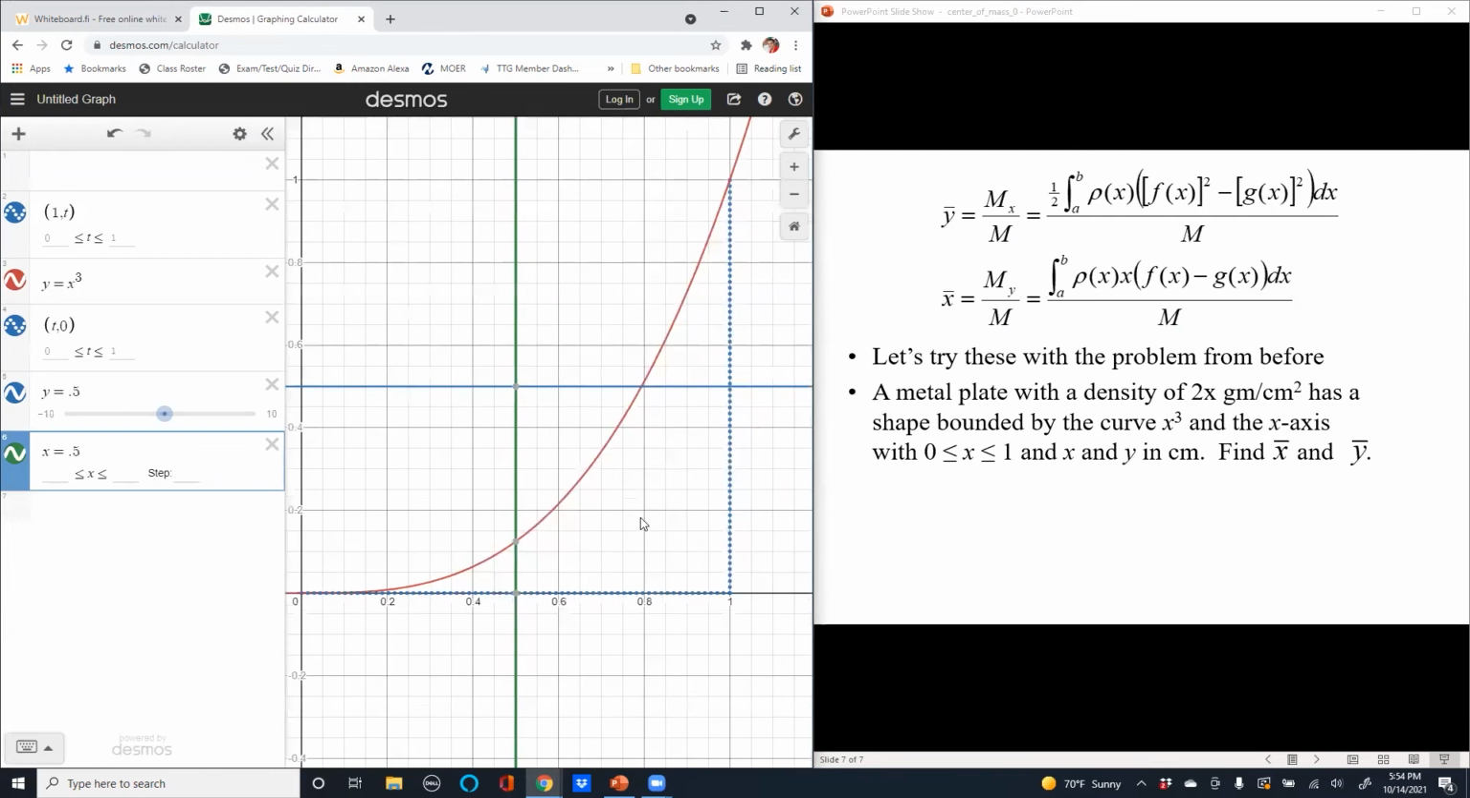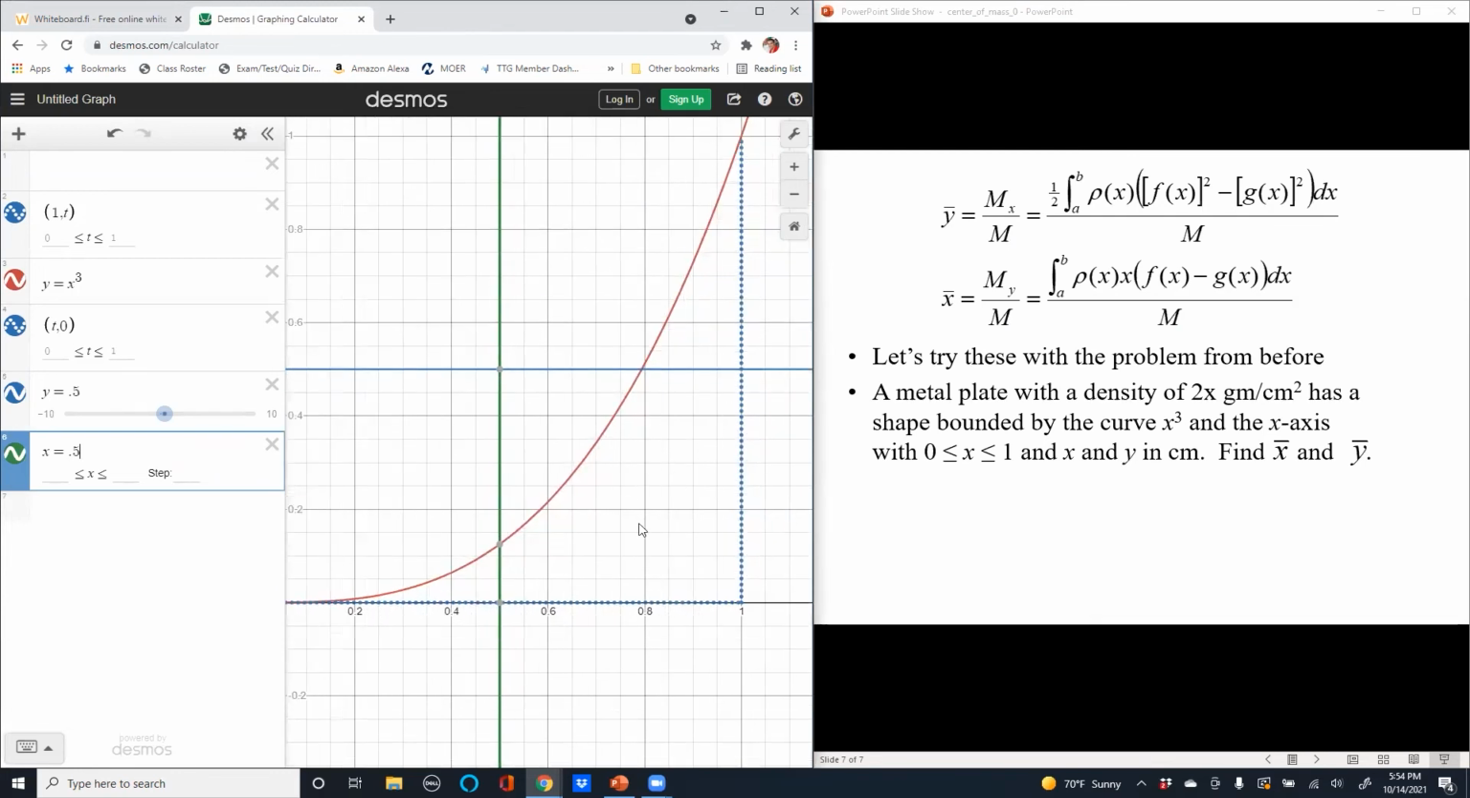Questions about that idea? Zoom in a little. Is everybody seeing why our x bar and y bar should be to the right of this green line and below this blue line, somewhere in here? We'll get them exactly with definite integrals.